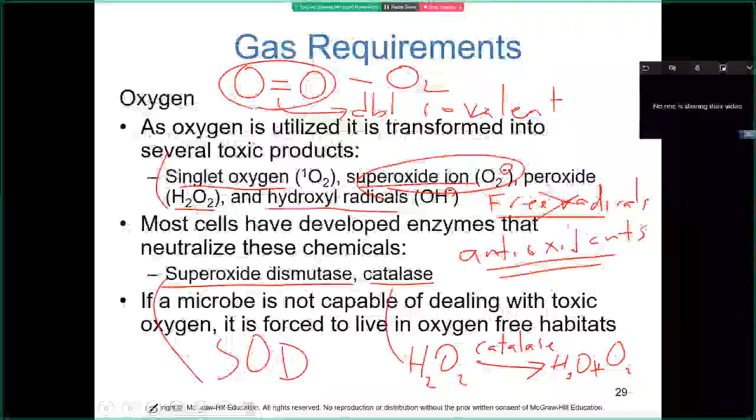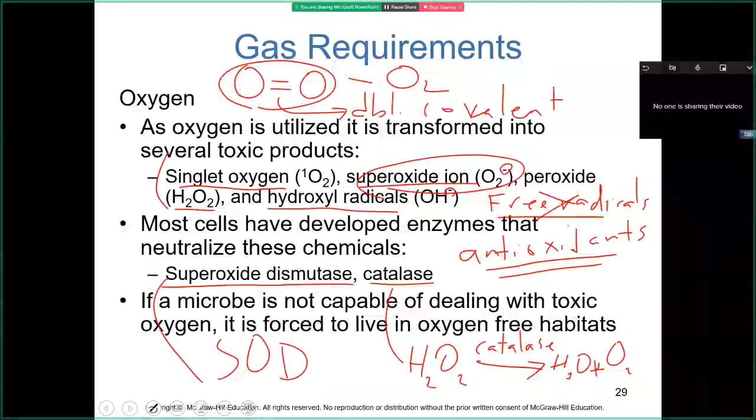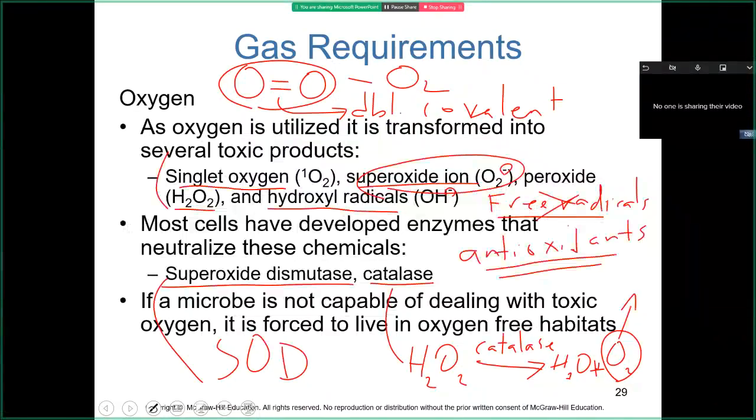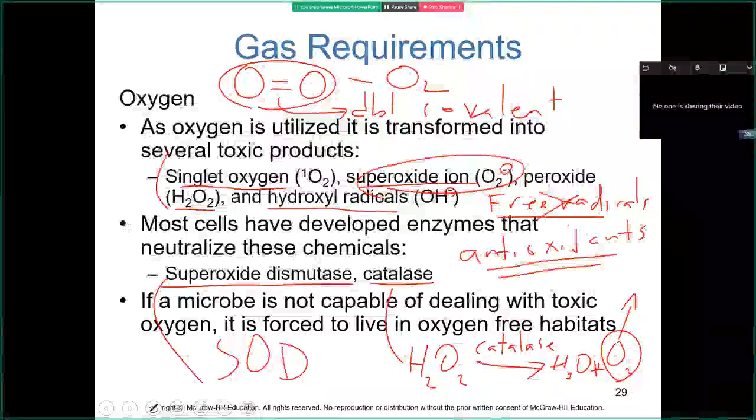And so when you put peroxide on a cut, your own catalase in your body will break it down, and you'll see oxygen bubbles that are released, and that's what the foaming is. The reason that you put peroxide on a cut is to overwhelm bacteria that could cause infection that don't have catalase.